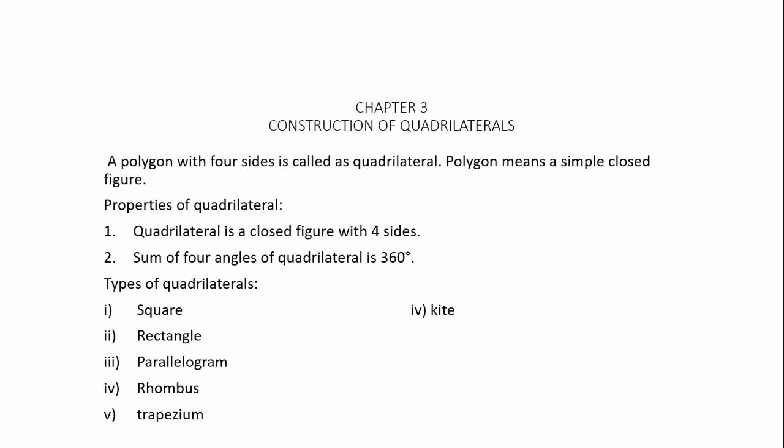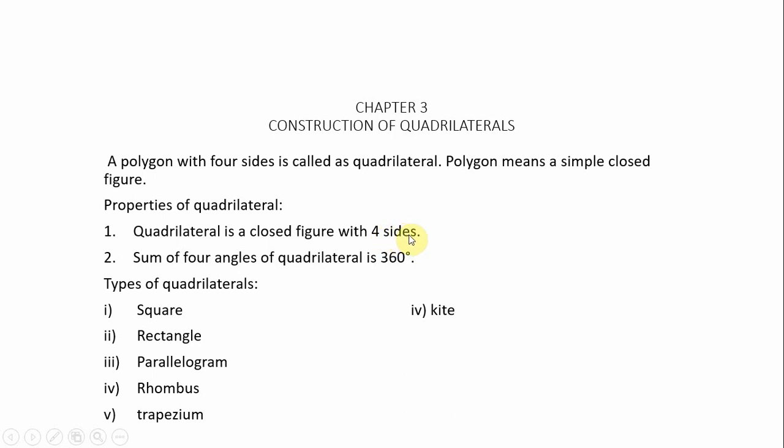So there are 2 basic properties for a quadrilateral. What are the properties? First one, a quadrilateral is a closed figure with 4 sides, and the sum of the 4 angles of a quadrilateral is equal to 360 degrees. So we have different kinds of quadrilaterals, but still these are the basic properties for all the quadrilaterals. What is the first one? Closed figure, and which has 4 sides, and any polygon which has 4 sides will have 2 diagonals. What is meant by a diagonal?